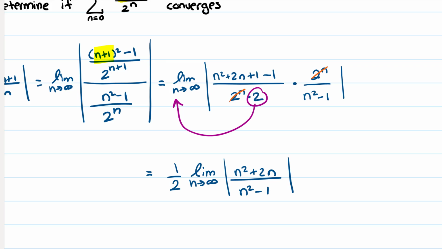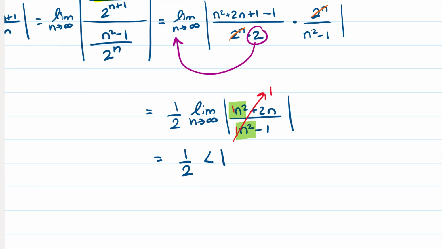So notice that if I use an n behavior model, my highest powers are both n squared with coefficients of 1. So this whole thing is going to go to 1. So the entire thing is equal to 1/2, which is strictly less than 1. Therefore, the series will converge everywhere.